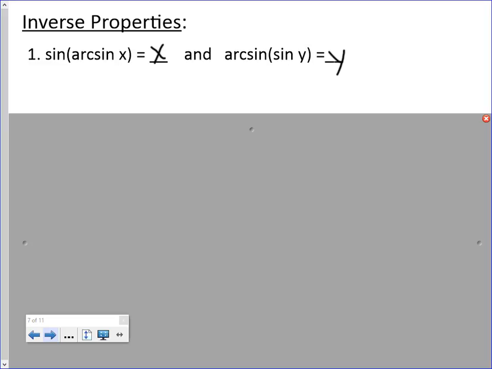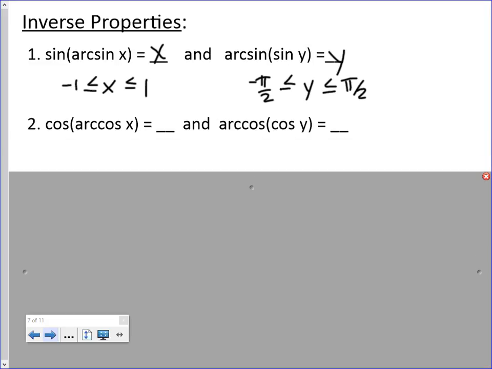Now there are some specifications to this: if x is between -1 and 1, because you'd be putting a ratio into arc sine, and so the ratio, just like we saw in the arc sine of 2, has to be within a special range. So as long as x is in that range. And over here for y, as long as y is between -pi/2 and +pi/2. So it would have to be special there.